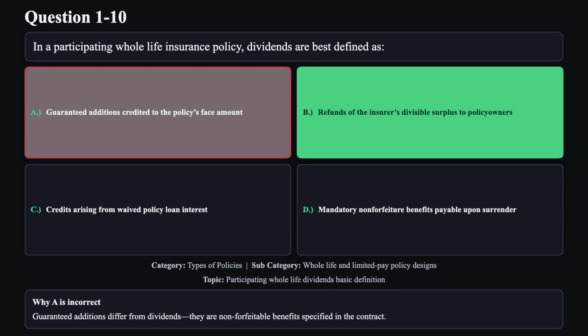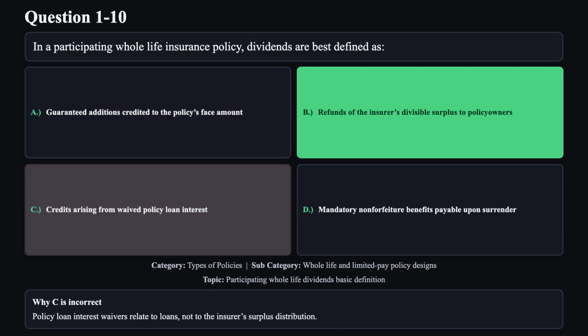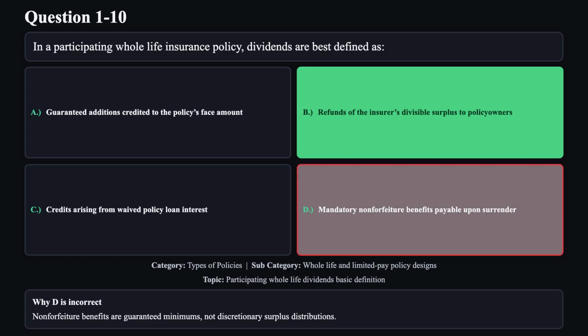Reason A is not correct. Guaranteed additions differ from dividends. They are non-forfeitable benefits specified in the contract. Reason C is not correct. Policy loan interest waivers relate to loans, not to the insurer's surplus distribution. Reason D is not correct. Non-forfeiture benefits are guaranteed minimums, not discretionary surplus distributions.